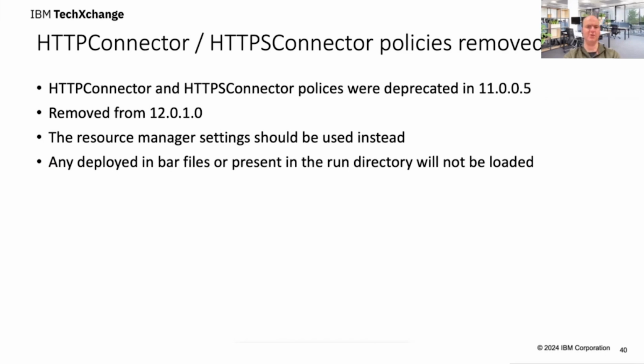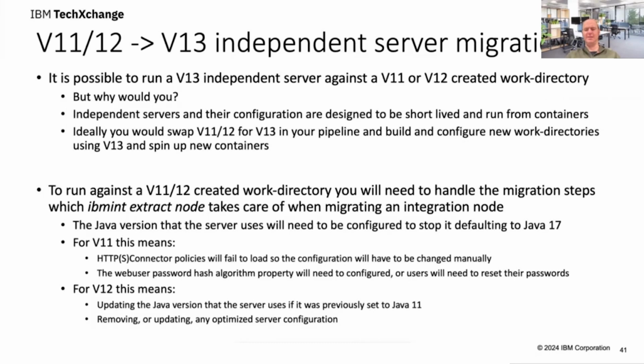The final slide, almost the final slide in this section, is about independent server migration. Now, you can run a V13 server against a V11 or 12 created work directory, but the idea with these is you actually build them. They're independent, they're for containers, so they really should be built as part of a pipeline. So you should have a pipeline that creates your independent integration servers, builds up the configuration, eventually deploys. And so ideally, you just swap 11 or 12 or 13 in your pipeline. That would build your new workspaces and you wouldn't have to use your existing versions.